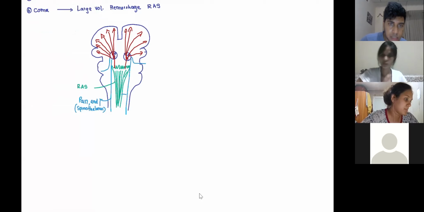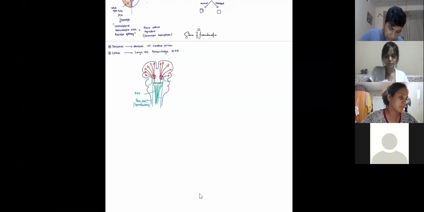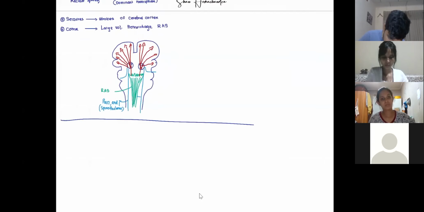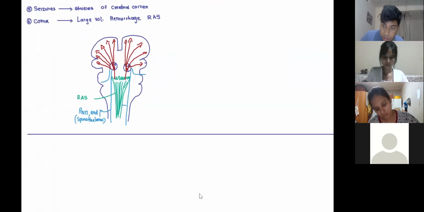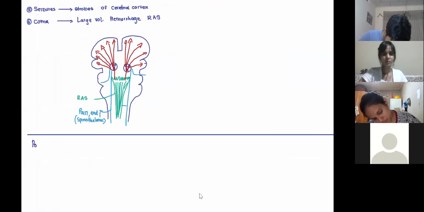Let's talk about the posterior circulation now. We finished the anterior circulation. This is actually the big part. Posterior circulation.